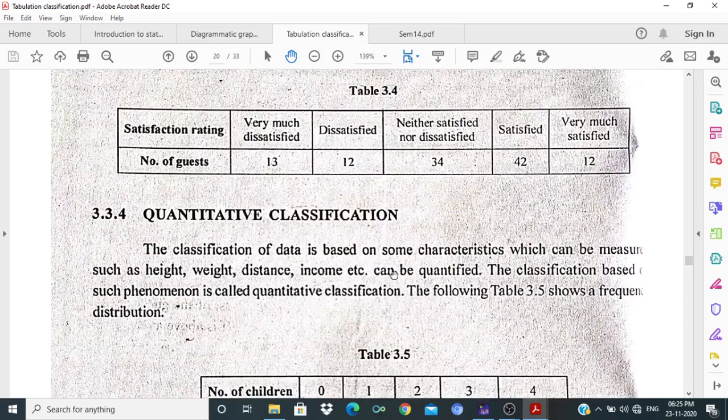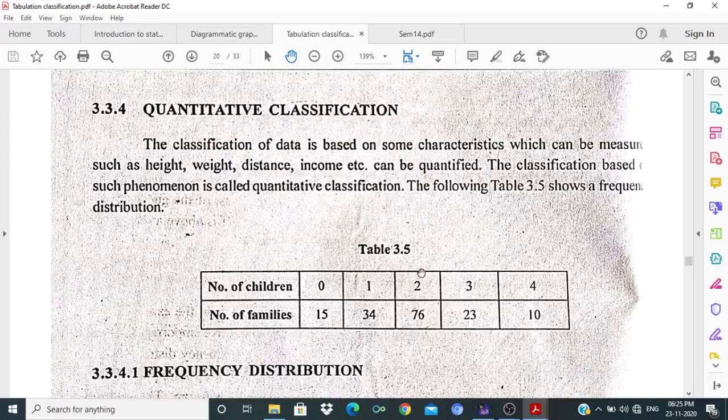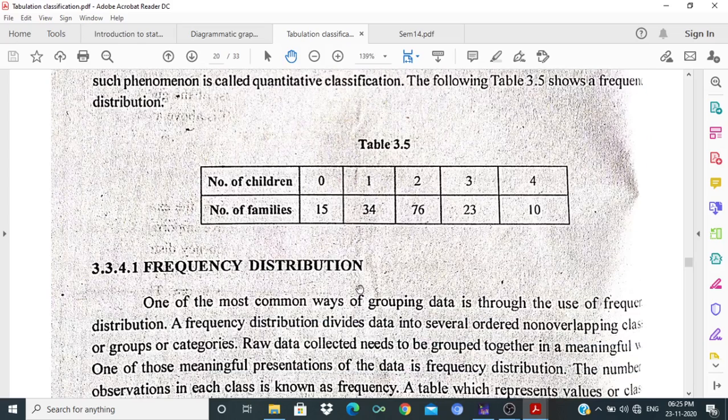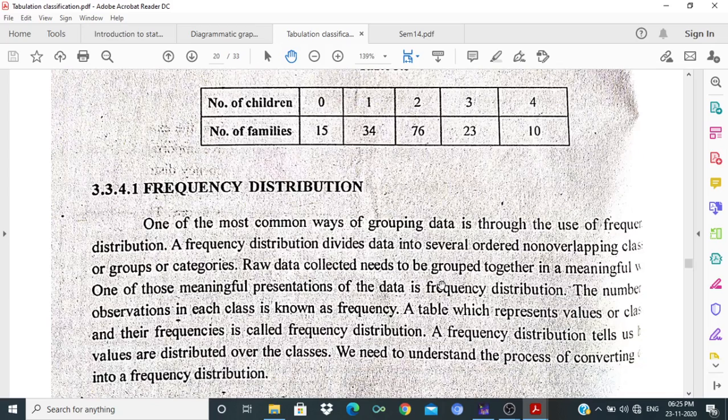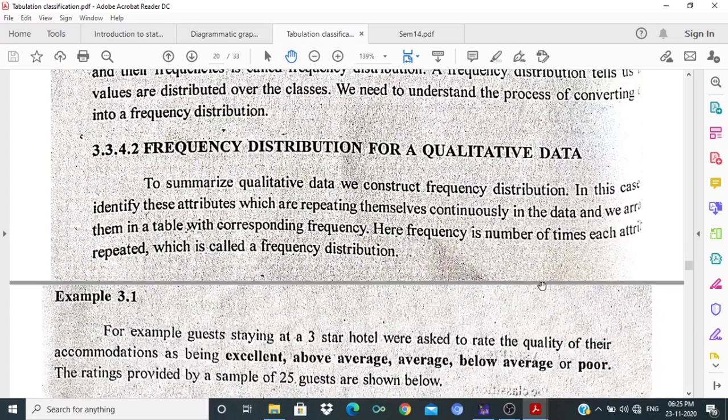Next is quantitative classification. Most of the statistical analysis is for quantitative data only. That's why our statistics is called quantitative techniques. In B.Com, they call it quantitative techniques. Okay, this is number of children, number of families, frequency distribution. After classifying, we have to construct a frequency distribution. Frequency distribution for qualitative data.